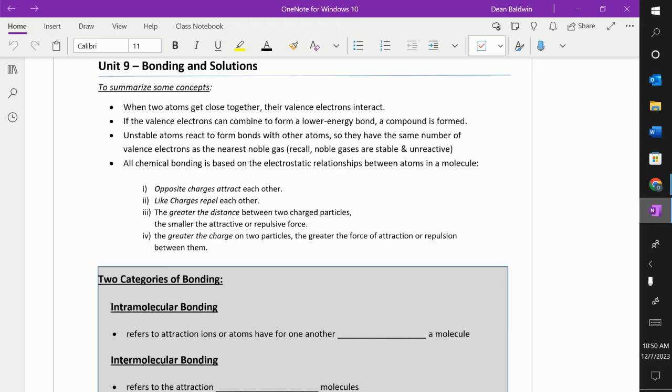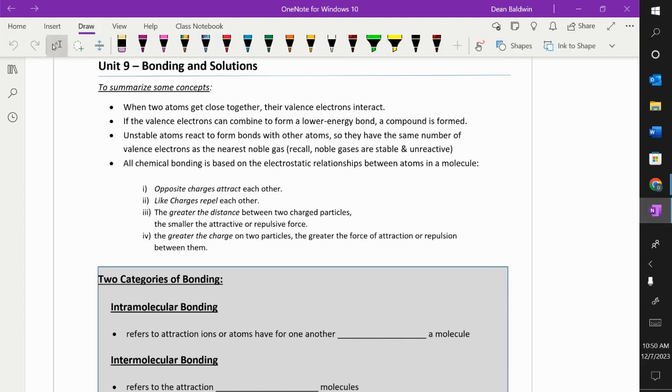Okay, when atoms get close together, valence electrons interact. Basically, you create a lower energy or more stable molecule. That's a bond. That's all it is, the valence electrons reacting. That's why we talk about valence electrons all the time. Okay, so lower energy bond, get a new compound.